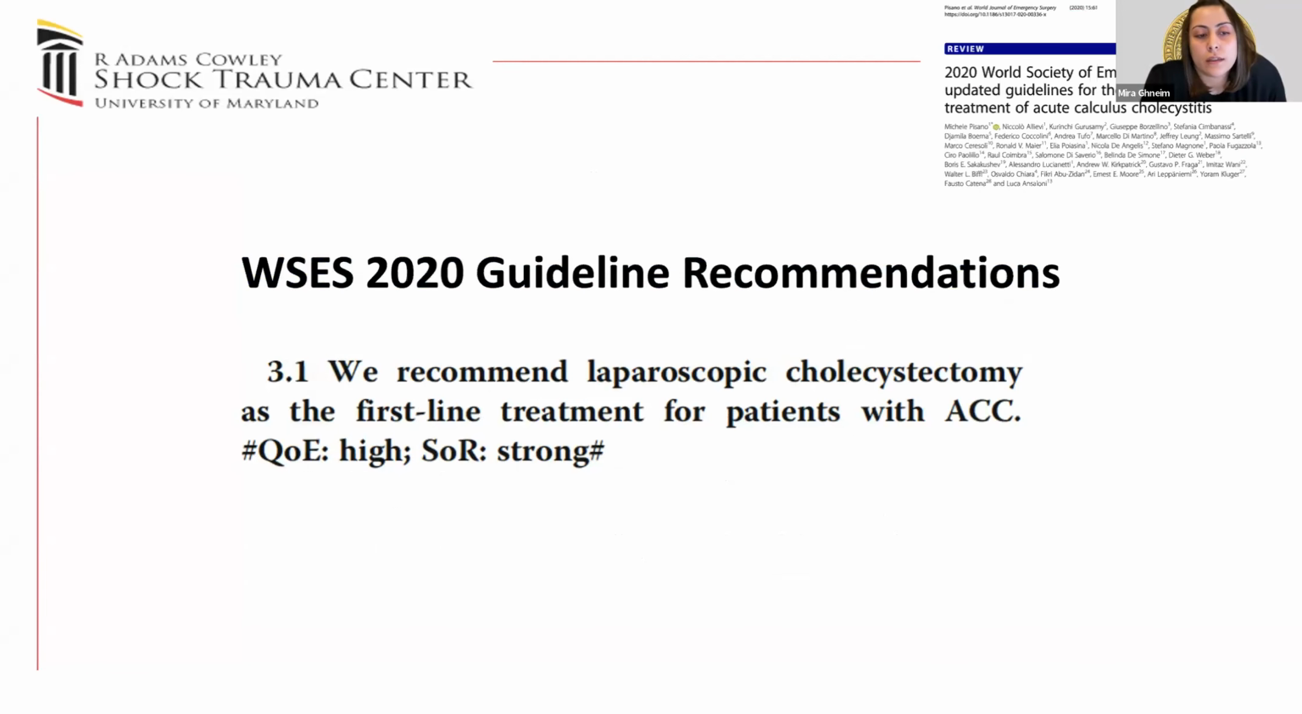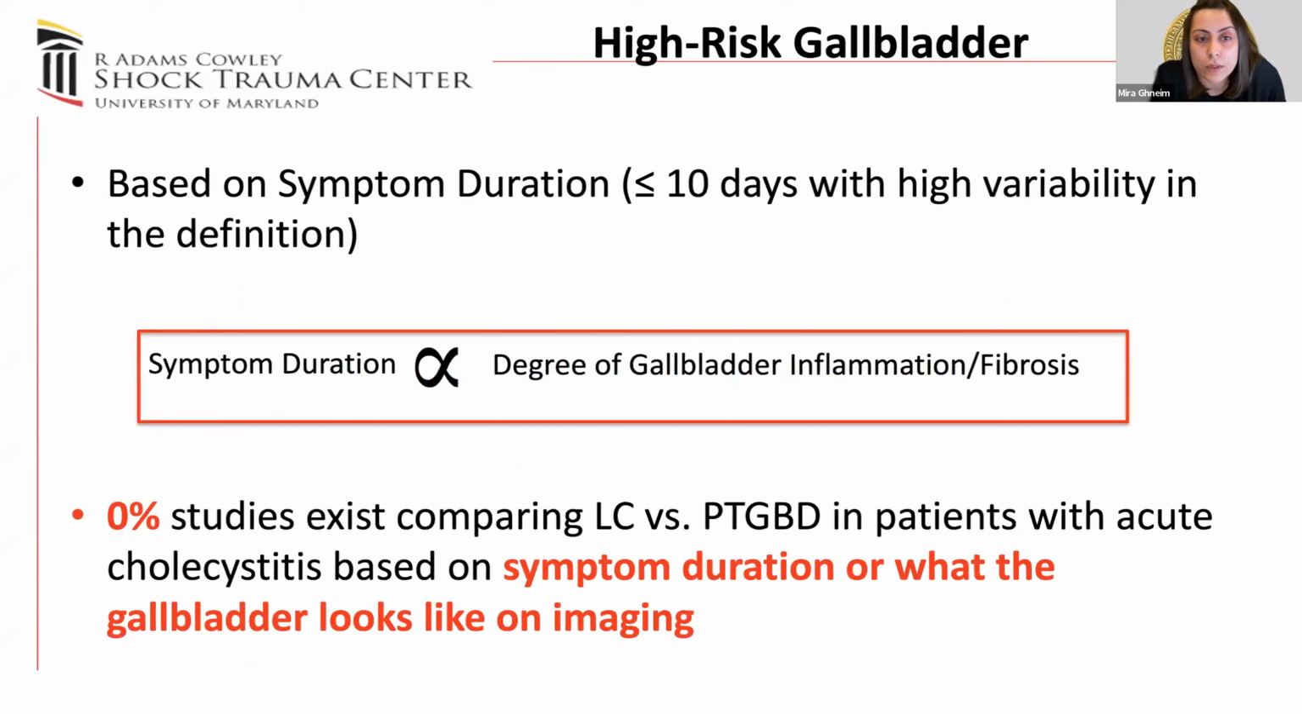So their current guidelines are for lap chole to be performed as the first line of treatment for all acute cholecystitis. And if the question is, what do we do about that high-risk gallbladder, the patient who's maybe had symptoms 10, 11, 12, or 15 days, and because the symptoms have taken forever, the gallbladder is inflamed and we're going to cause injury to the biliary tree? The answer is there are zero studies that have actually compared lap chole to a perc drainage in patients that have acute cholecystitis simply based on symptom duration or simply based on what a gallbladder looks like.